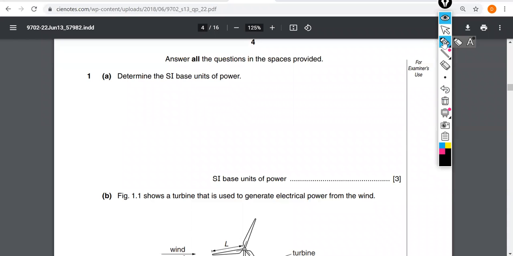Right. In this worked example, we're going to be looking at an idea that we introduced at the beginning of the year with base units, but related to the current ideas of work, energy, and power. The question is, determine the SI base units of power. It's always good to start with an equation that contains that. So let's say power equals work over time.